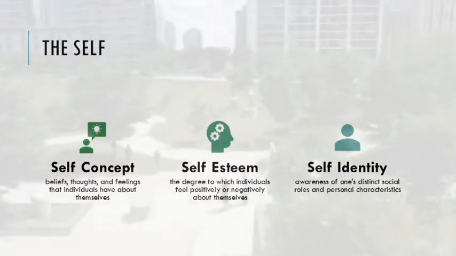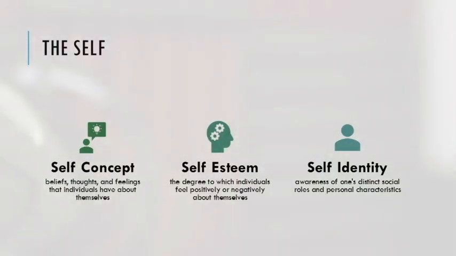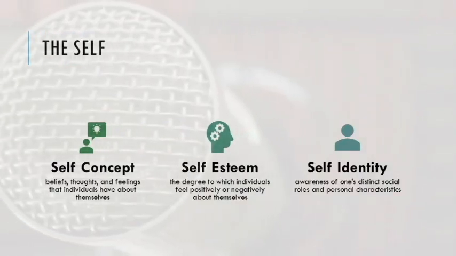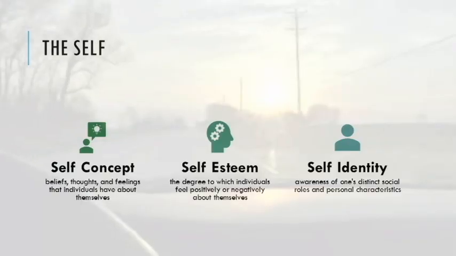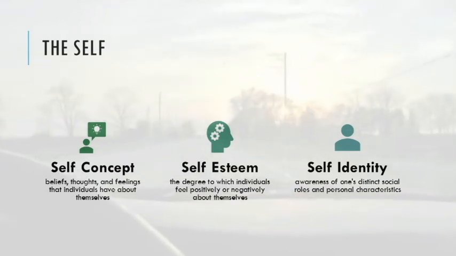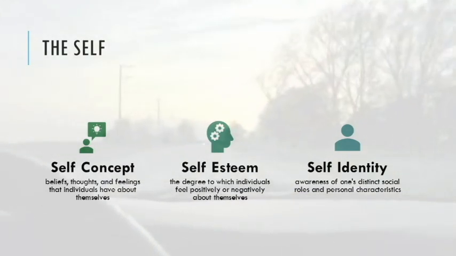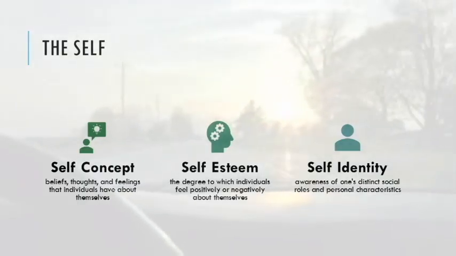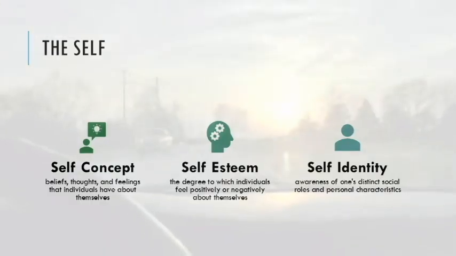And then there's the self-identity. Self-identity refers to the idea that we are aware of our own distinct social roles and personal characteristics. So there are things that make us different from others, and it's those things that form our self-identity. These can be factors such as ethnicity and gender and social affiliation. And it helps a person to differentiate themselves from other people.